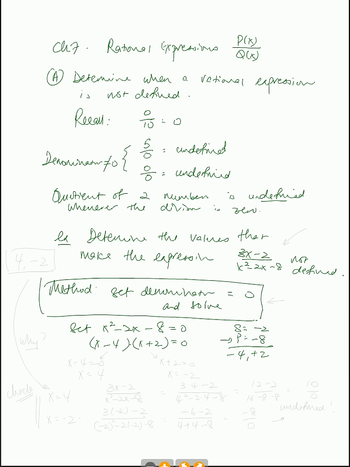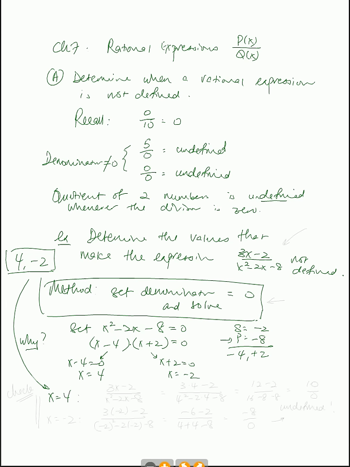Now because the product of this is 0, that's when you force each piece to 0. So x minus 4 equals 0 tells you x is 4, and x plus 2 equals 0 tells you x is negative 2. So the answer to this question, determine the values, is 4, negative 2. Okay, that's the answer. But the big question is why? What does that mean? Okay, why?